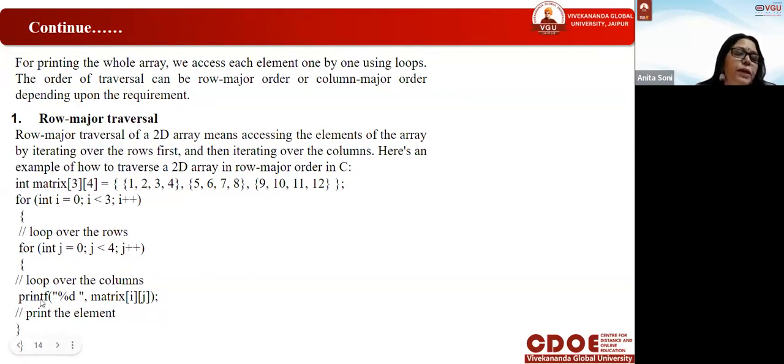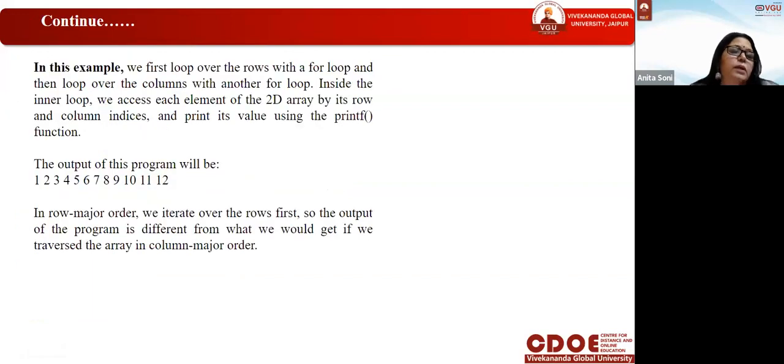Now you write printf with the variable name matrix, with i j. This would print this way: 1, 2, 3, 4, and the next row would be 5, 6, 7, 8, and the third row would be 9, 10, 11, 12. I will show you how matrices are initialized and represented in a practical session, in row major order and column major order.